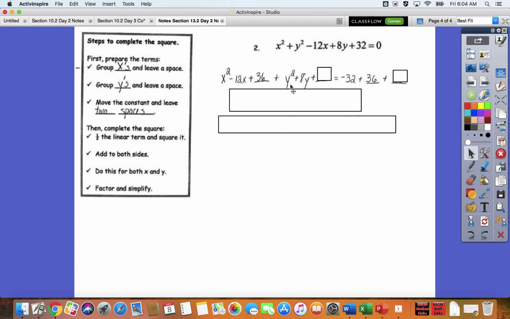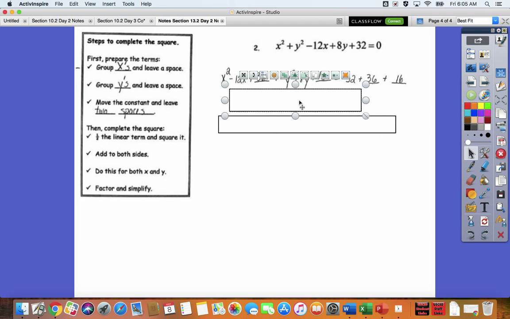I'm going to do the same thing for the y's. I look at b. b is 8. I'm going to take 8 divided by 2, which is 4. Square 4 to get 16. And I'm going to add 16 to both sides of the equation. At this point, I'm able to factor this trinomial of x squared minus 12x plus 36. I'm also able to factor the trinomial of y squared plus 8y plus 16.